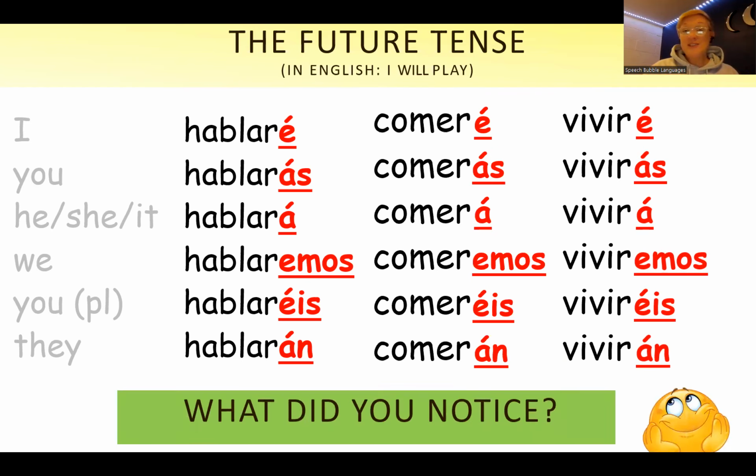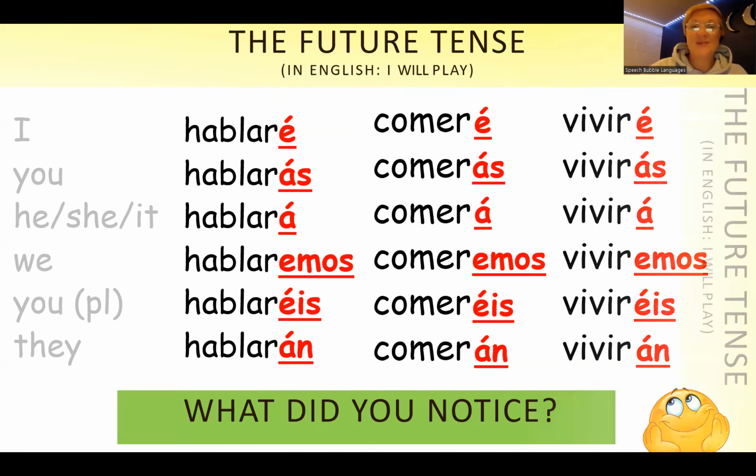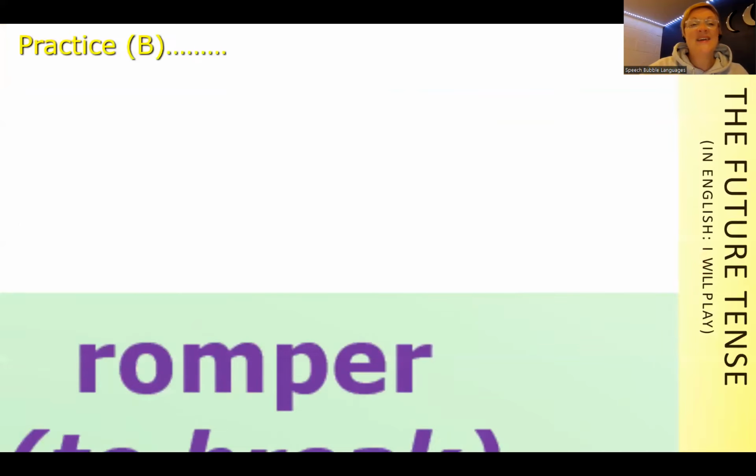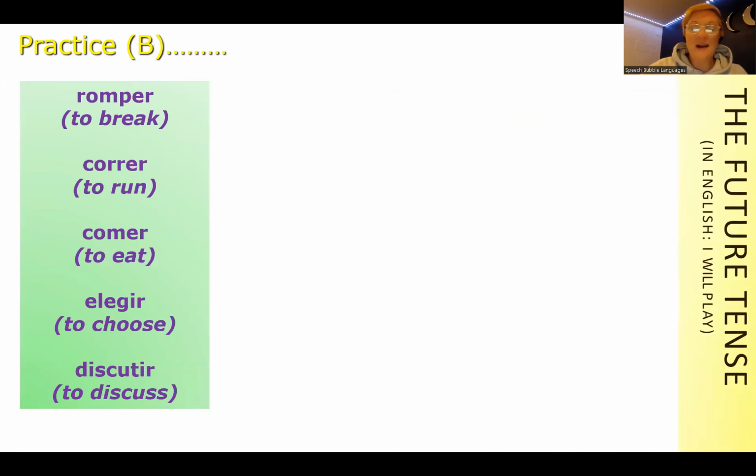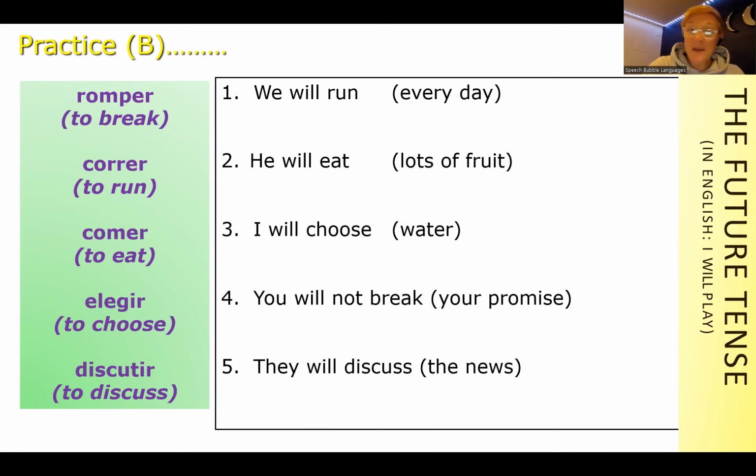Finally, what did you notice? Absolutely the same. All the way across the board, it doesn't matter if they're AR, ER, or IR verbs, they're going to take the exact same endings on the verb to conjugate them in the future. And we add them on to the infinitives. Finally, shall we get some practice in? Here's a range of ER and IR verbs: romper, correr, comer, elegir, and discutir. Can you generate some sentences again for me? Hit pause as you work your way through this.